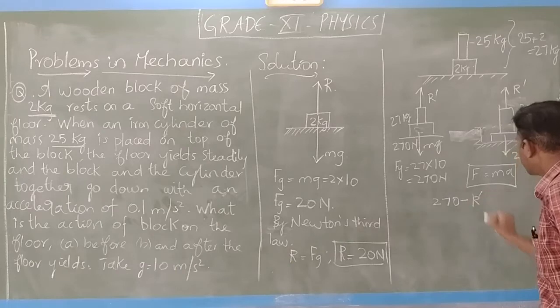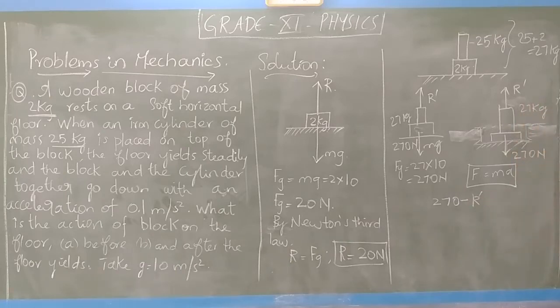minus R dash. Okay, it is not only 270 because it is coming down. So this 270 is dominating, and beyond this, minus R dash is there. That is the reaction force, which is equal to, what is the mass? Mass is 27 times the acceleration value given. What is the acceleration? It is coming down, 0.1. 0.1 is the acceleration value.